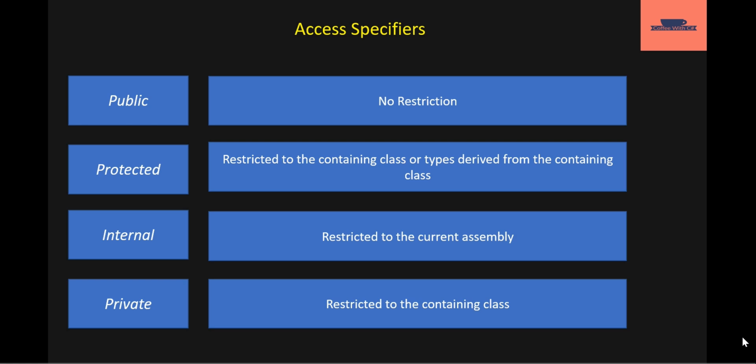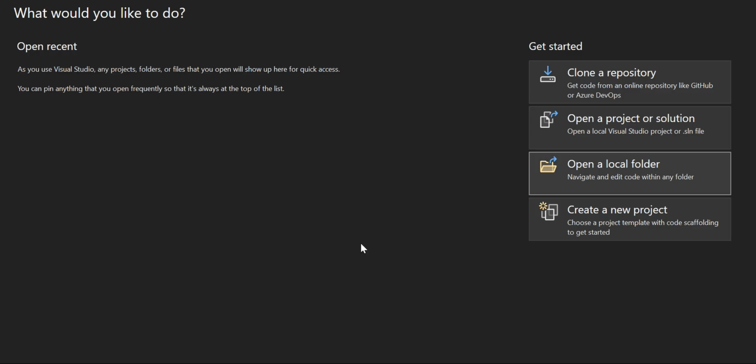Now, there are four main types of access specifiers: public, protected, internal, and private, and then there are two more which are combinations of these: private protected and internal protected. Now we will look at these one by one with the help of our code. So let's move to the code.